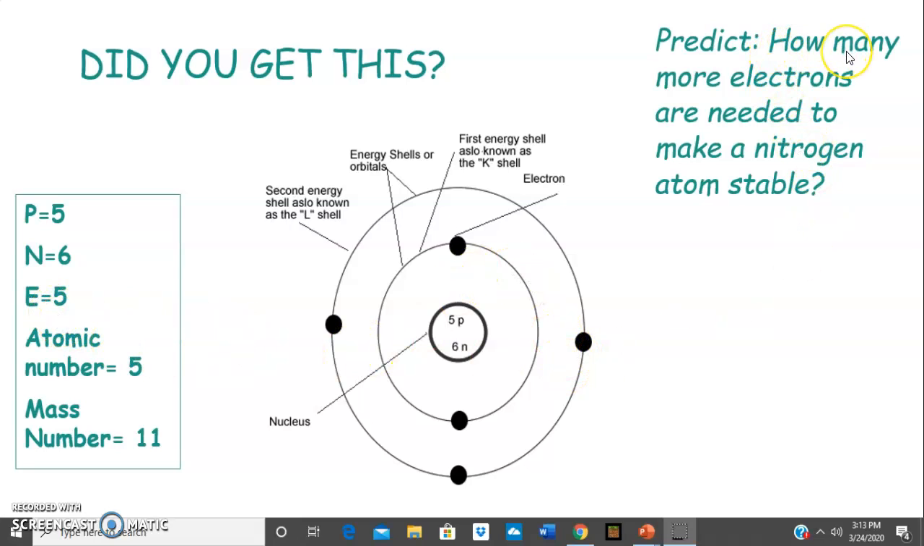So we can make a prediction here. How many more electrons are needed to make nitrogen a stable atom? Well, let's count how many valence electrons we have. We have 1, 2, 3 valence electrons. In order to be stable, we want 8 valence electrons. So 8 minus 3, we need 5 more electrons to make this nitrogen atom stable.